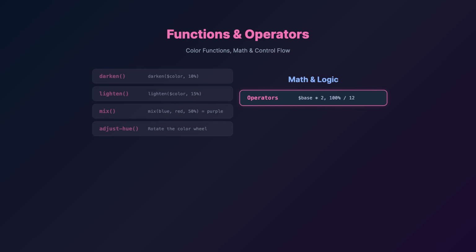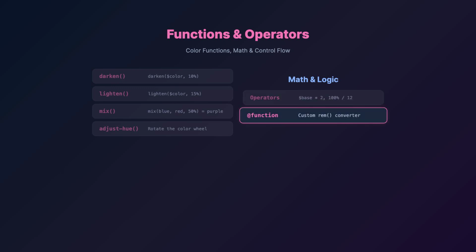Math operators work directly in SASS. $base-size * 2 gives you double the size. 100% / 12 gives you an 8.33% column. ($spacing-lg + $spacing-sm) for compound values.